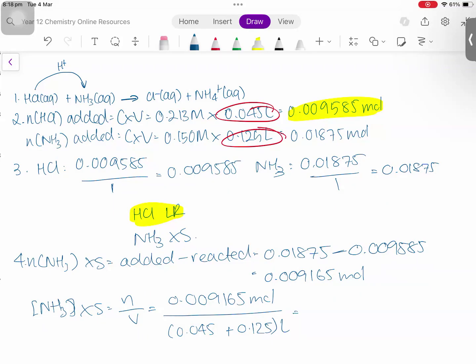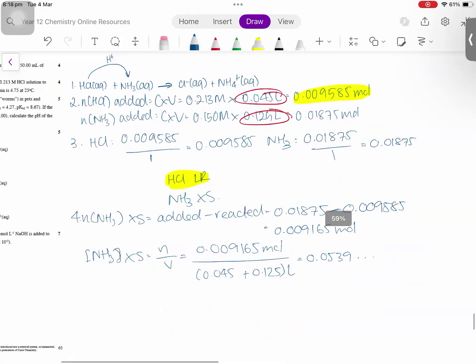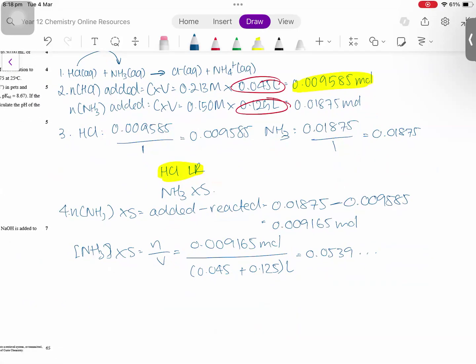A fraction might be better. If your decimal is not concise, a fraction is probably better. 0.0539. I suspect that's not the whole thing. Make sure you store your numbers in the calculator. You can't lose it. There's a lot of working out to do here. If it's not, I don't think it is. So it's 0.0539 dot dot dot.